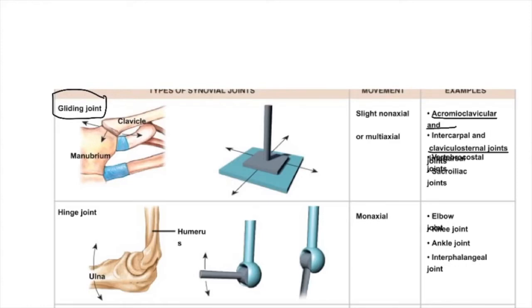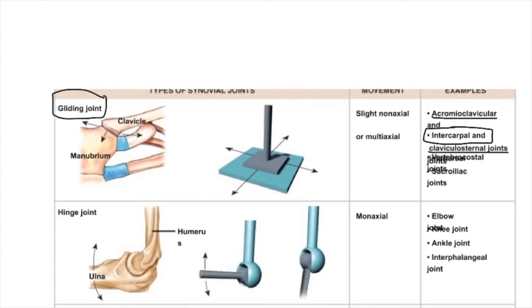Other places where we can find gliding joints that are common are the intercarpal joints. Where do you think the intercarpal joints are? In between the carpal bones, right? So when you're moving your wrist around, trying to circumduct your wrist, which really doesn't circumduct, you're gliding those carpal bones against each other. That's what's happening. They're gliding against each other.